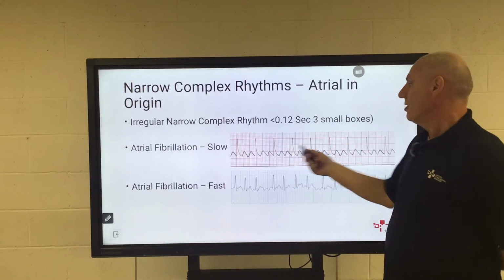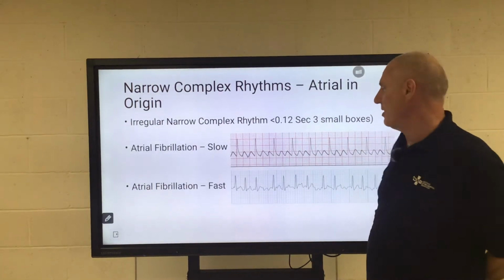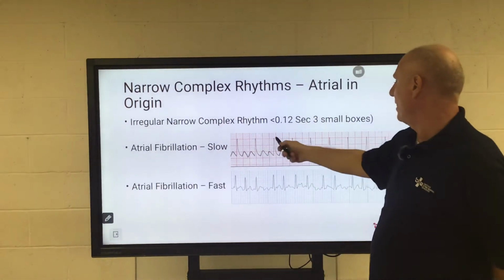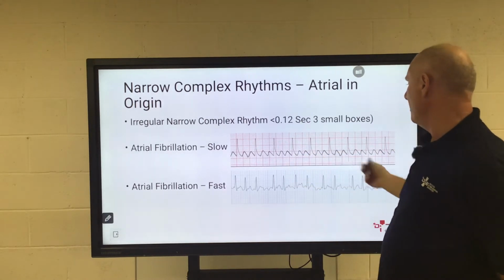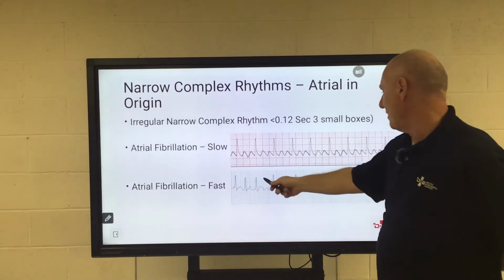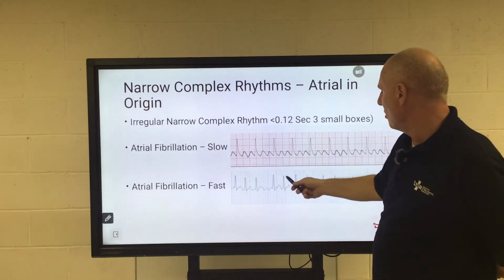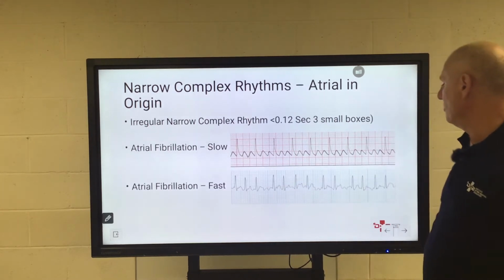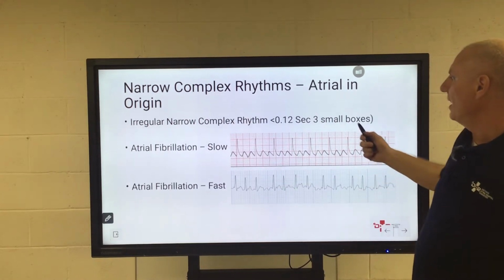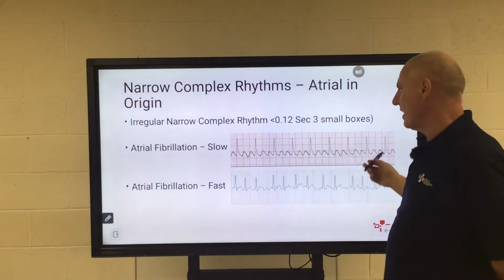So the first one is probably the most common arrhythmia you'll see pre-hospital, which is atrial fibrillation. You can see from the R waves, they're not equidistant. They're all kind of different. It's a slow AFib. This one here is a fast AFib, and it's much more noticeable that we have bigger gaps and smaller gaps in between the R waves, and you have your typical fibrillatory waves between the complexes. So again, this is your narrow complex, so it originates in the atria and it's irregular, as opposed to the last ones which were regular.